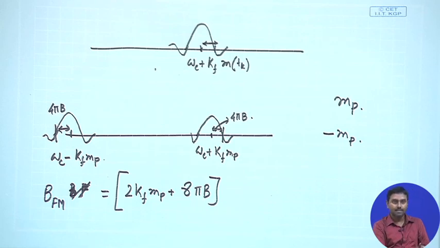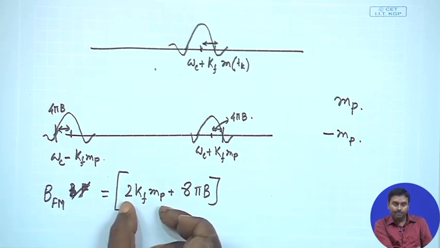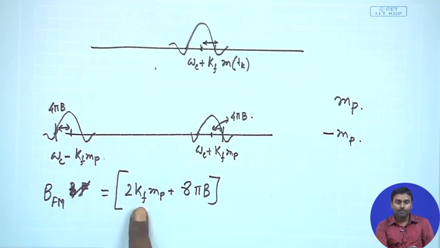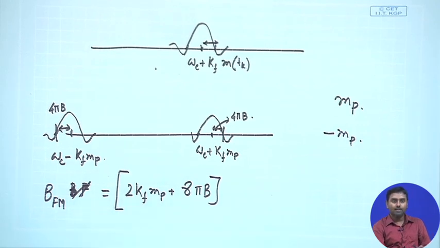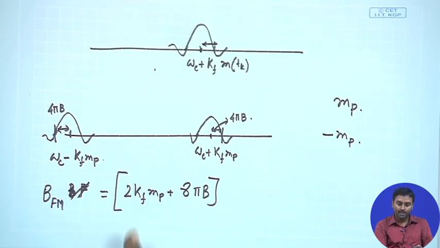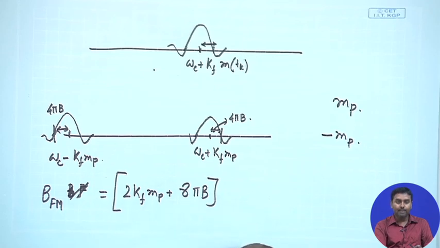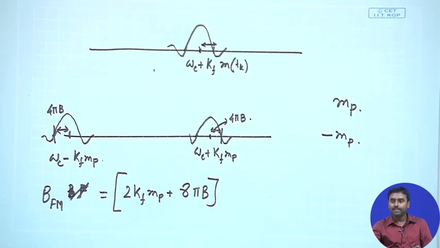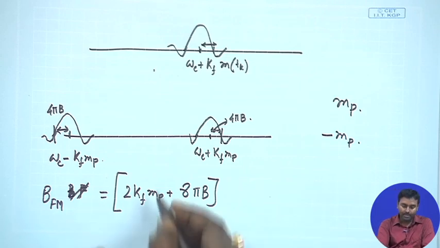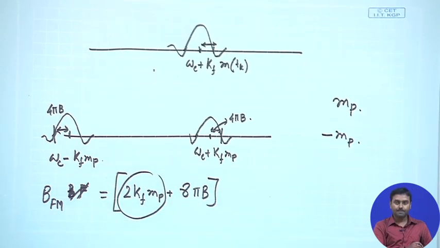Intuitively this makes sense, right. So you can see that in FM bandwidth there is a term which is particularly dependent on the maximum signal strength as well as the kf value that you supply, plus there is this 8 pi B where B is the message signal's bandwidth. So these two terms actually come into picture whenever we try to calculate the FM bandwidth. Okay. Now let us try to see what this means.